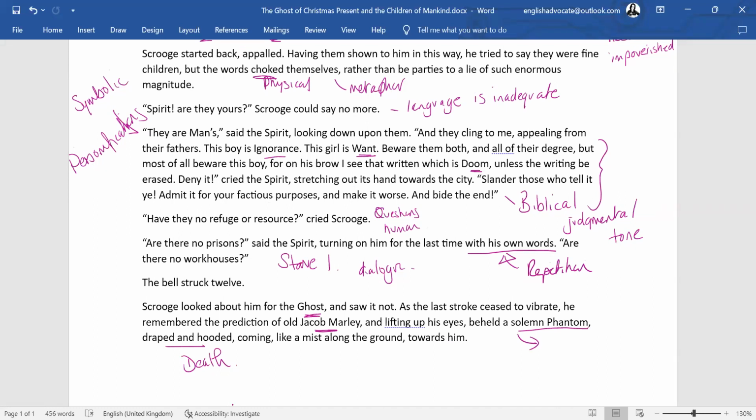So this moment is important because we've got this shift from a more natural style to a more symbolic, a more religious, a more judgmental tone. We've got the personifications of ignorance and want. We've got the way that they're described, the use of contrast and listing. And we've got the clues that Scrooge is beginning to realize the weight of everything that's upon him.